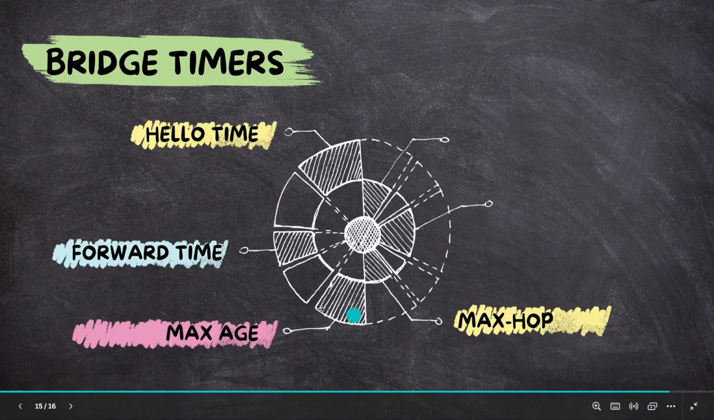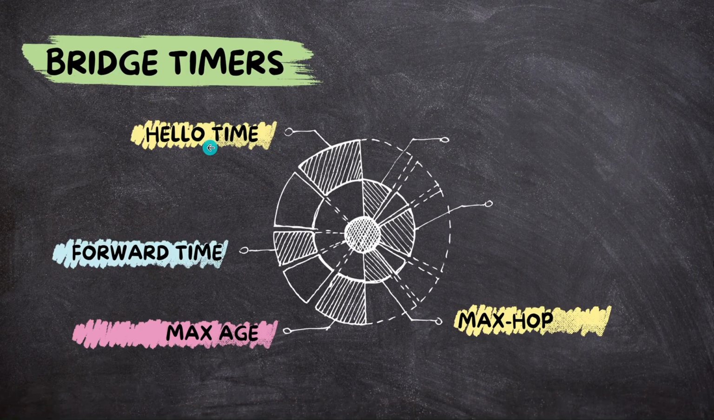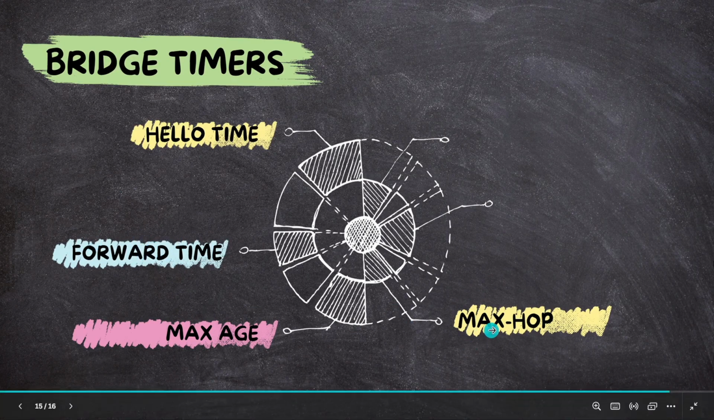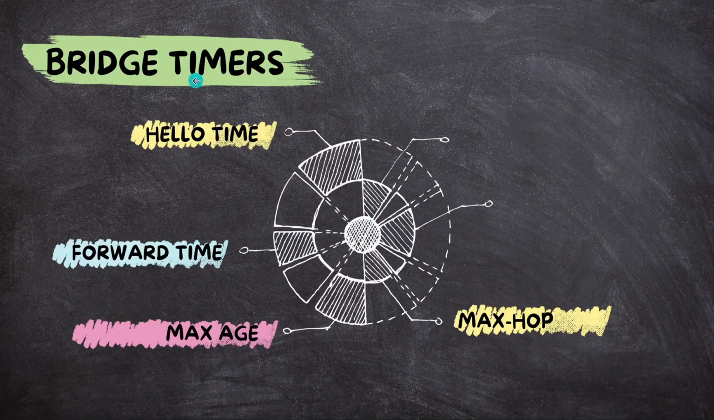And these are the timers. These are the bridge timers. Hello time means STP will, at every interval of time, send a packet to say that you are up and running, you are active, so that is called the hello timer. One is forward time, one is max age time and max hop time. These are not that much needed to understand. These are basically bridge timers.